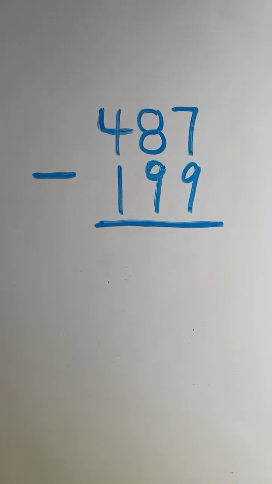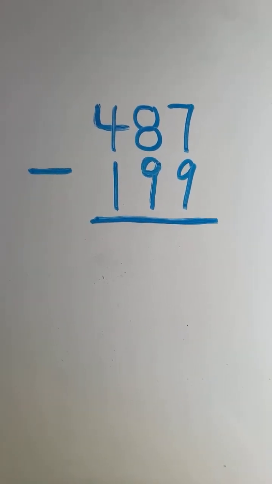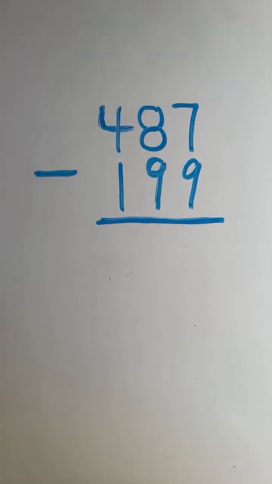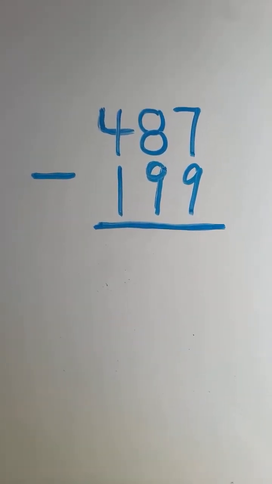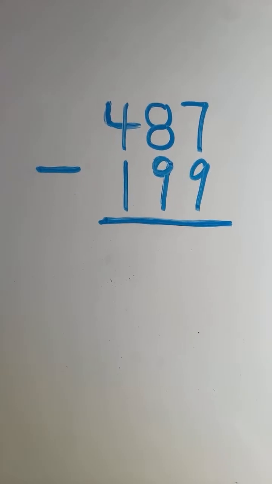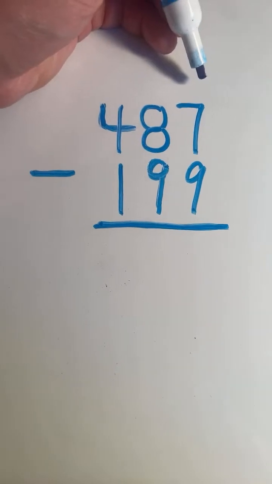So this video is going to focus on 3-digit subtraction that requires regrouping. 487 minus 199 is our first example problem, and I'm going to go through step by step how to solve that problem. So step one, before we do any subtraction at all, we want to see whether or not regrouping is needed. Now we regroup from left to right, and then we subtract from right to left.